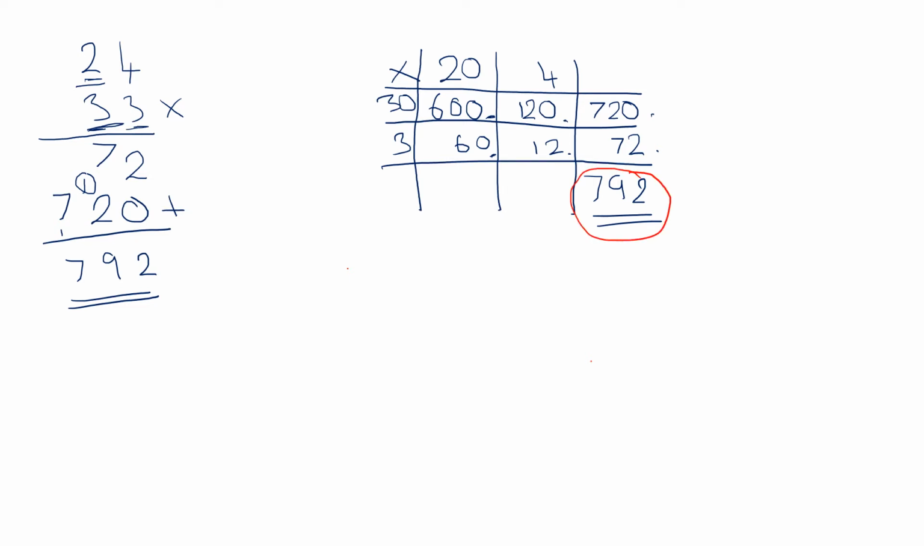So you'll be able to see that the number we got here on the grid method, 792, matches the answer we got from the column method. So it doesn't matter which method you use, you should get the same answer. So what I want to look at now is some other methods of doing multiplication which you may not have seen before that come from different countries around the world.